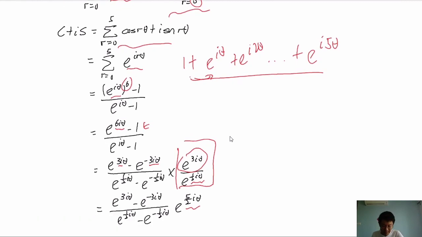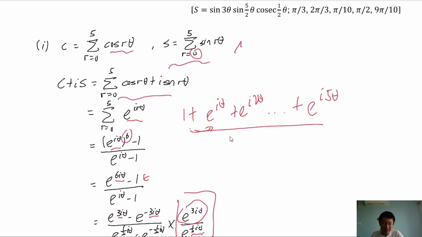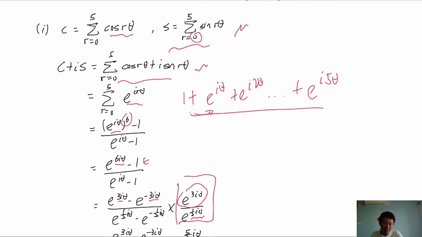Okay, let's look at this one again. For C and S, there will be this expression. For C plus iS, we add them together, and after we add them together, we will actually have an e power i r theta. We're actually trying to sum this.